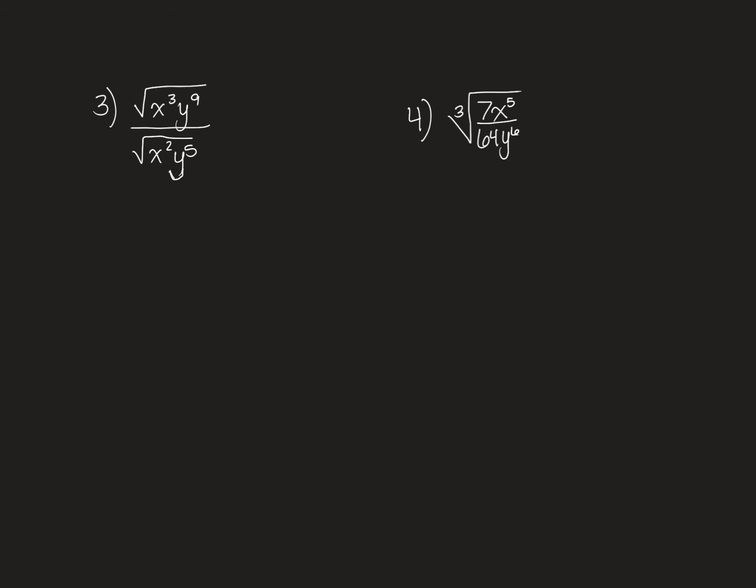We can also divide radicals with variables in them. In this example, I can make this one big radical, and so x cubed y to the 9th divided by x squared y to the 5th. So just divide your variables. X cubed divided by x squared will give you x. Y to the 9th divided by y to the 5th, 9 on top, 5 on the bottom, you would have 4 left over. So we would have y to the 4th.